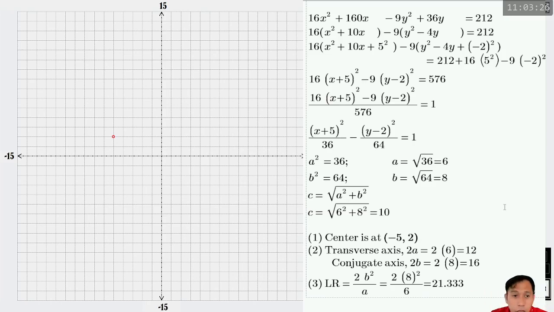So I can make a segment. This is negative 5, sorry, negative 5 minus 12. Let me make a rectangle instead. Just give me a sec.